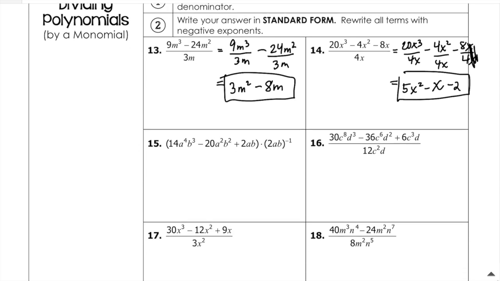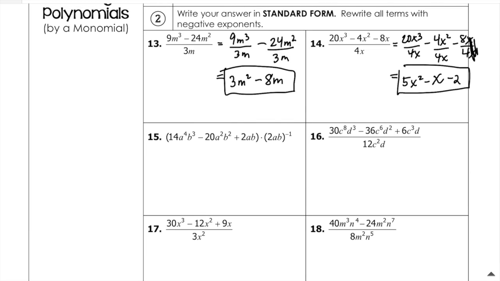Okay, 15. 15 looks so scary, but it's really, really not. So how we actually write this is I have 14a to the fourth b to the third, minus 20a squared b squared, plus 2ab. What does this mean? Well, as we said before, anything raised to a negative exponent, and maybe watch that part one video if you are looking at this like, what the heck is going on?